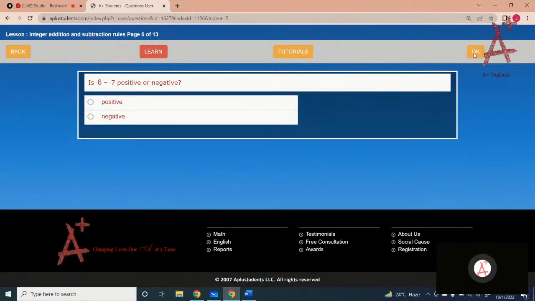Okay, it's negative 6 minus negative 7. So the answer must be positive. Just look at the negative 7. So negative and negative is positive. So it makes negative 6 plus positive 7. So 7 is greater and 7 has a positive sign. So the answer must be positive. Got it? Select the correct option and click on the OK button.